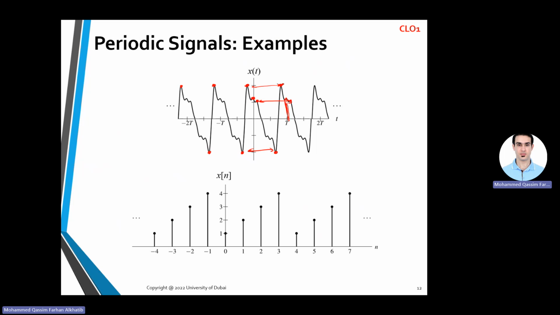And discrete signals are the same. Let's say you start from this point. Where is the other image? This point. So from -2, -1, 0, 1, 2, this period is 4. So it's repeating itself every 4 points.